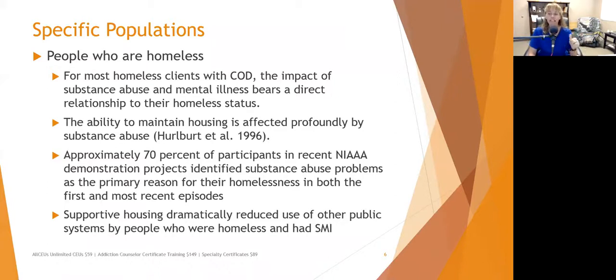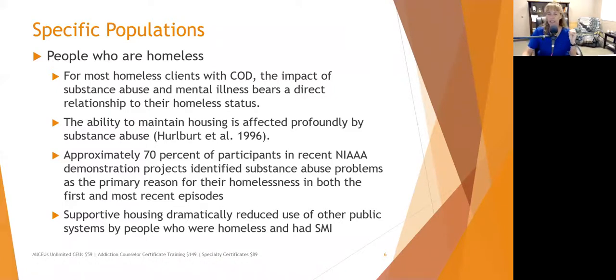Supportive housing dramatically reduces the use of other public systems by people who are homeless and have severe and persistent mental illnesses. So if you've got people, which you will, who are homeless, who want housing, who need housing, then getting them into housing is going to be a huge step towards reducing the use of the emergency room and law enforcement and homeless shelters and a lot of other public services. So we want to find out who wants to have what we call a stable roof over our heads, and then try to help them access that.